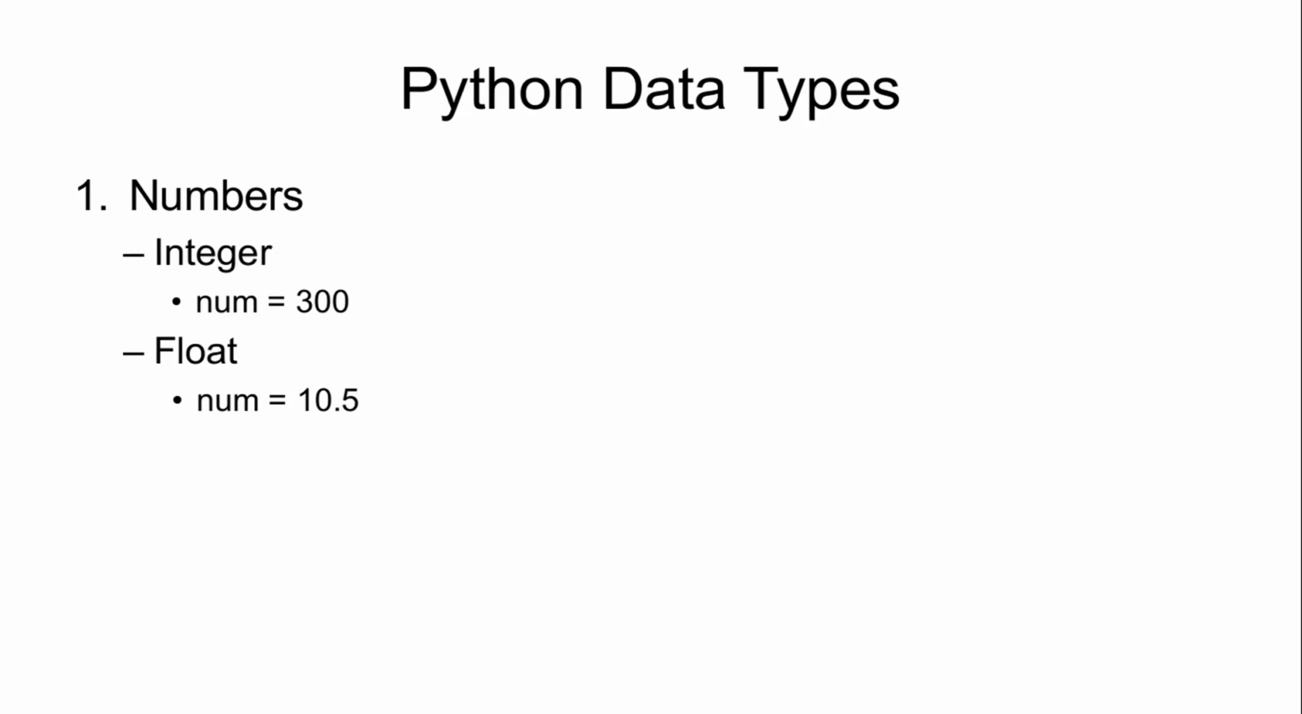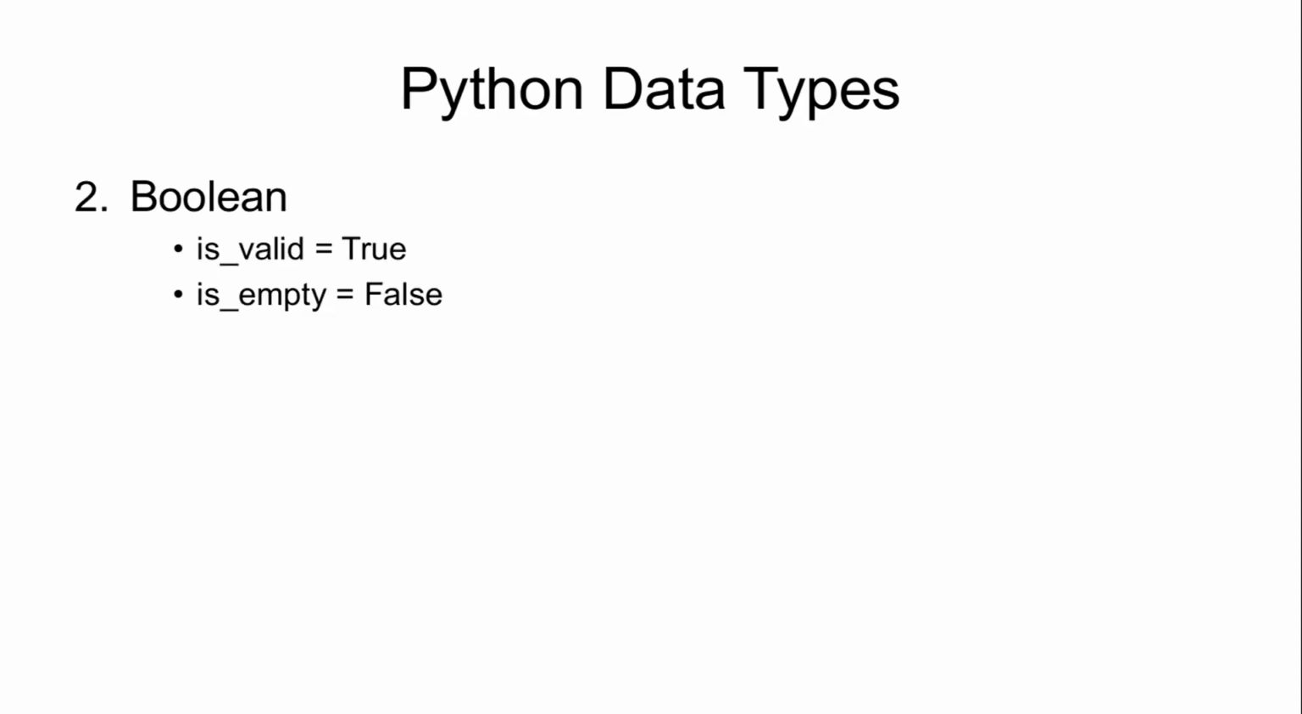Okay, the next data type is Boolean. A Boolean will have either true or false values. The last data type is strings. A string is a stream of characters between single quotes or double quotes.